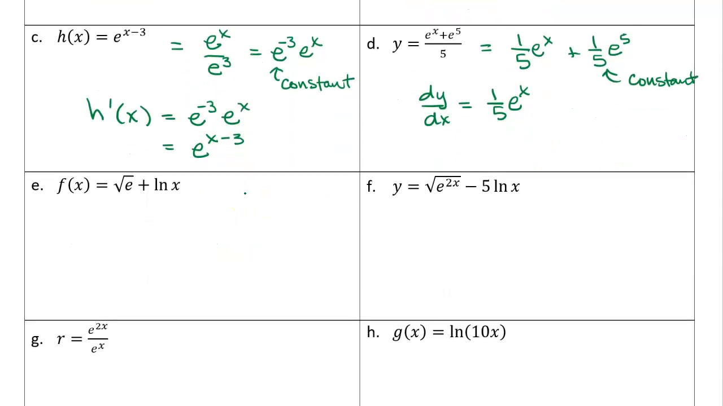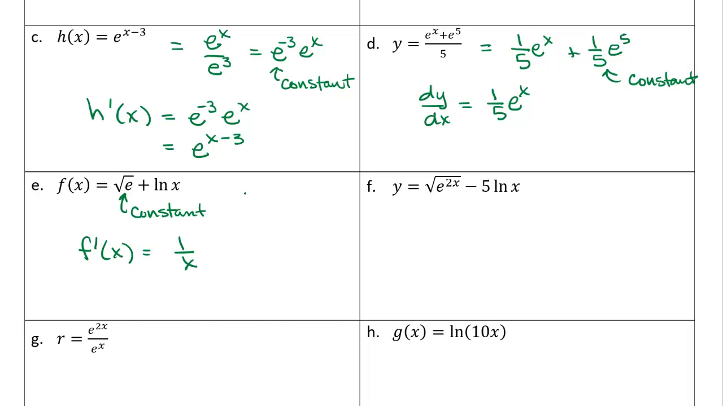So now we have a log in this one, but just remember, if you don't see a variable, it's a constant. So this right here is a constant. Now the e, it looks like a letter, but it's not a variable. It's a constant. It's Euler's constant. And so that whole square root of e is also a constant. So we can take the derivative of this function, and the derivative of a constant is 0. The derivative of the natural log of x is just 1 over x. So that's our derivative.